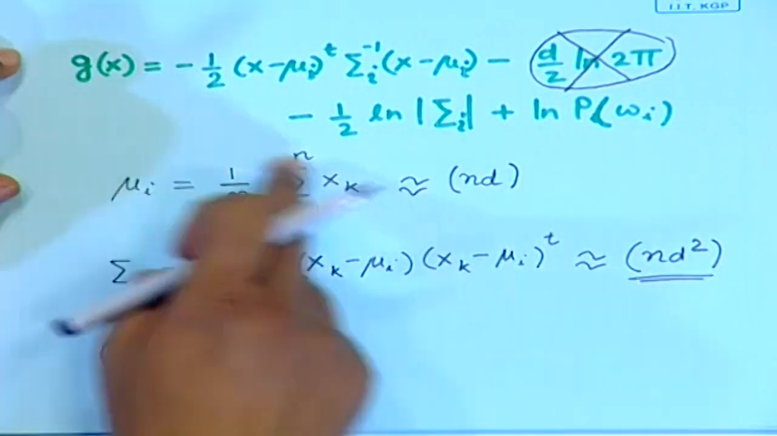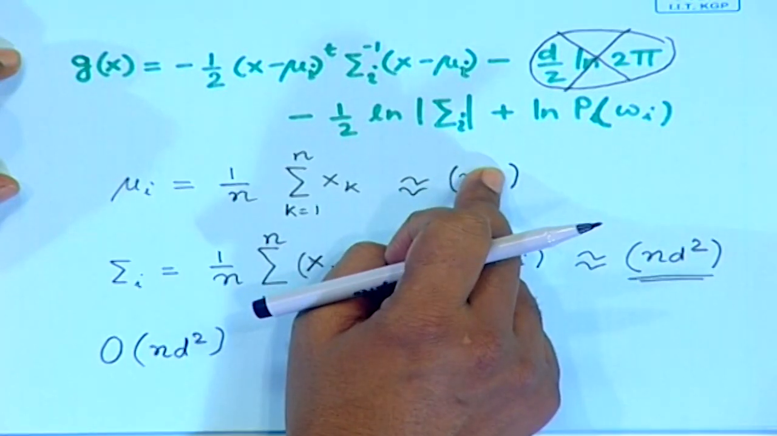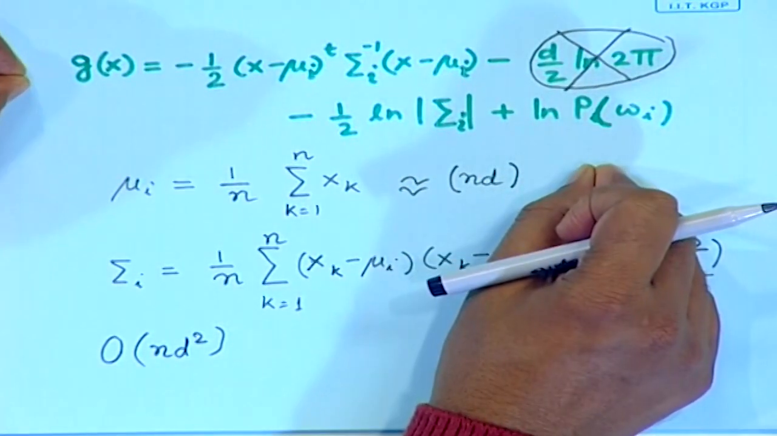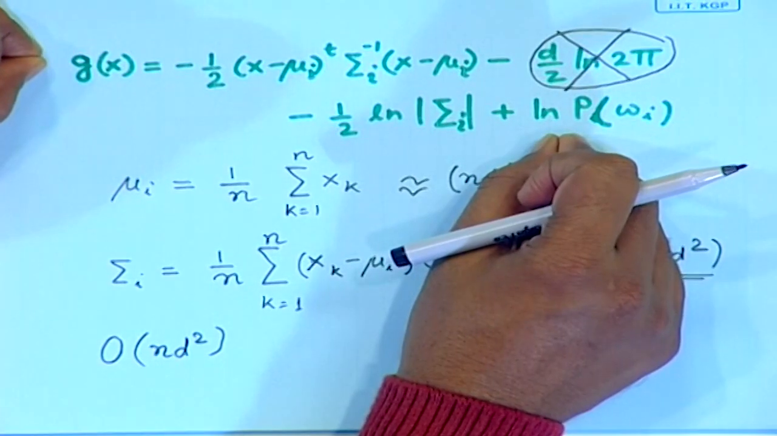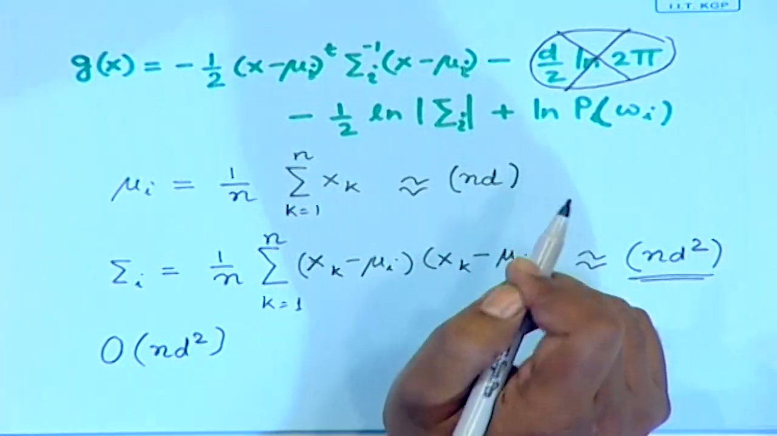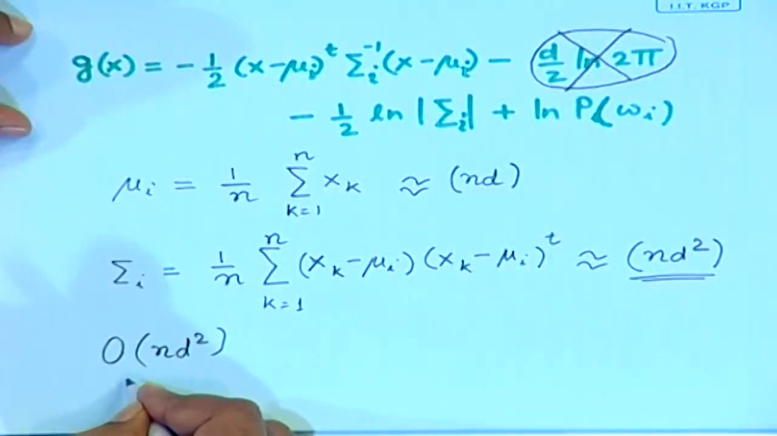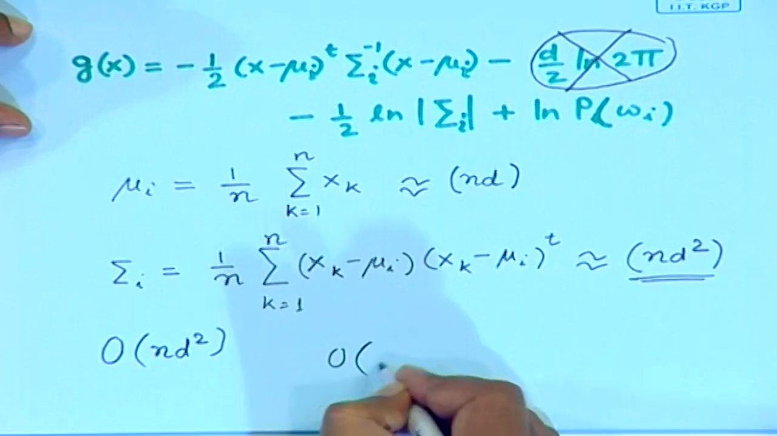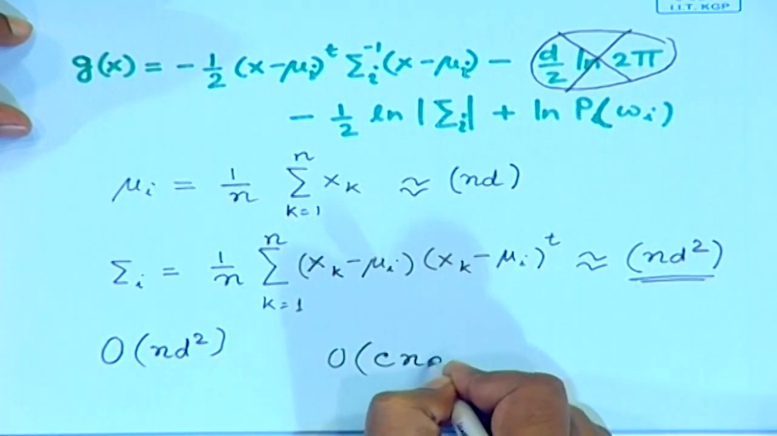Not only that, I have C number of classes. For every class, I have to compute this discriminating function, and then I have to find out which one is maximum. So before I get the maximum, I have to compute the discriminating function for each and every one of the C classes. For every class, I have a computational complexity of n into d square. So for C number of classes, the total computational complexity will be of order C into n into d square.